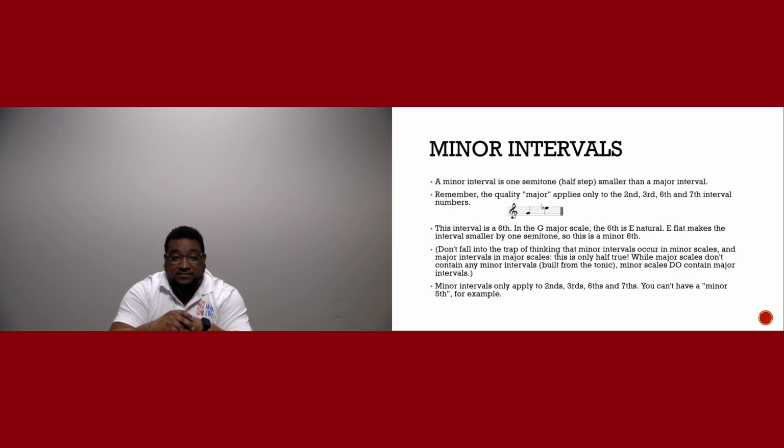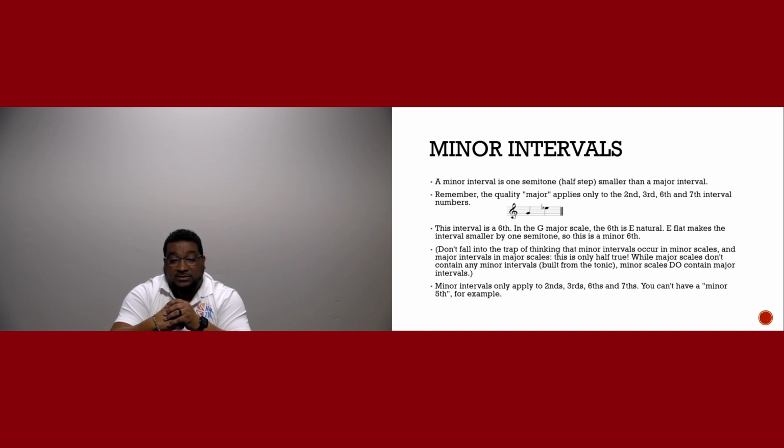In the case of minor intervals, a minor interval is one semitone or a half step smaller than a major interval. So remember, the quality major applies only to the second, third, sixth, and seventh numbers. So you only have major seconds, major thirds, major sixths, and major sevenths. We don't have major one, we don't have major four, we don't have major five, we don't have major eight. We have them perfect. So it's a perfect unison, a perfect fourth, a perfect fifth, or a perfect eighth, the octave.